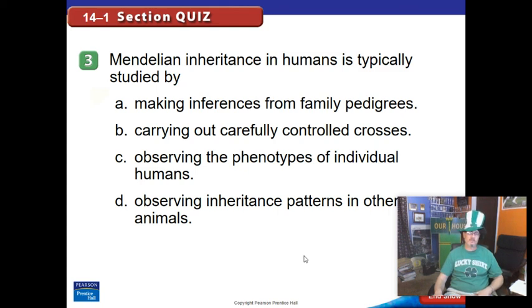Mendelian inheritance in humans is typically studied by, how do we study Mendelian, which is simple dominance versus recessiveness. So whenever you see Mendelian, think of Mendel, dominance, recessive. Yeah, you use a pedigree chart.